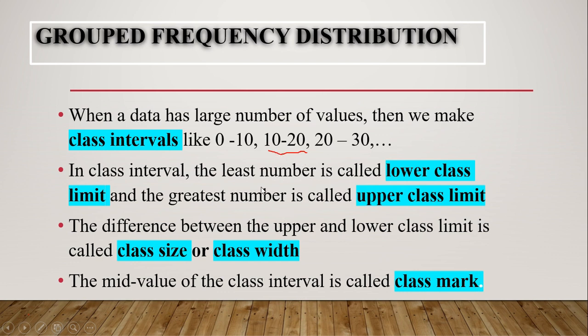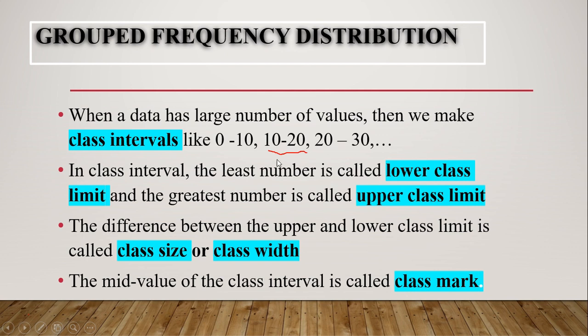Here, if you take the class interval as 10 to 20, the least number is 10. This is the lower class limit, and the greatest number is 20. It is the upper class limit. The class size of this interval is the greatest minus the lowest, that is 20 minus 10, which becomes 10. 10 is the class size of this interval.